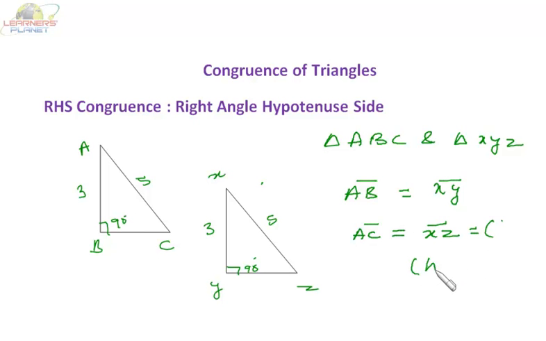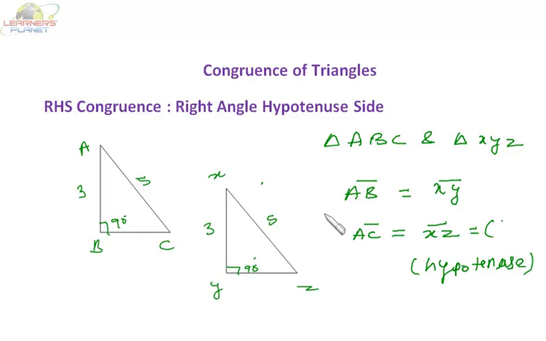Just write it over here. So these two triangles are congruent since they are having one angle as common, that is 90 degree, and this is a right angle triangle, and they are having one length and hypotenuse as equal. So this is RHS congruence.